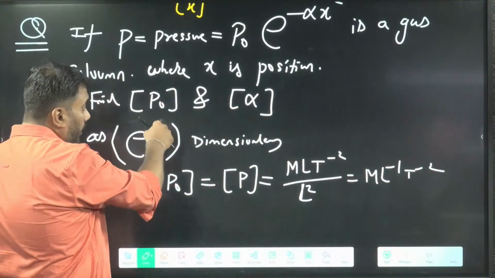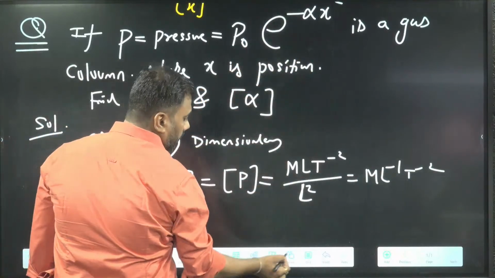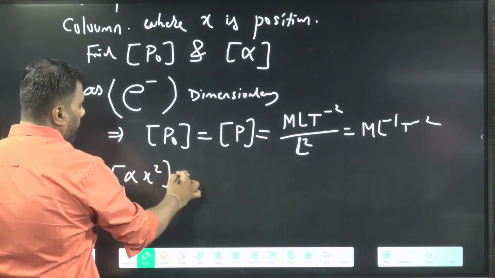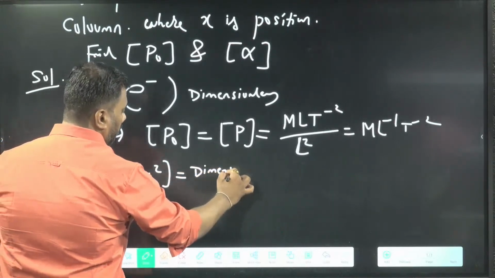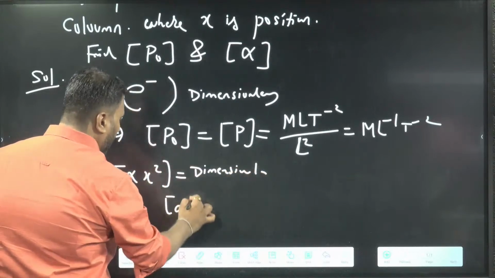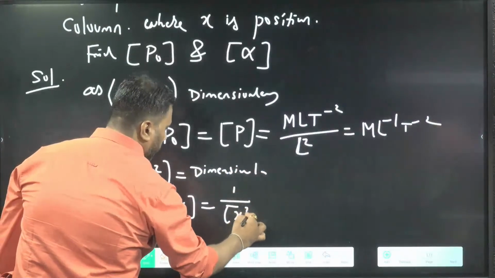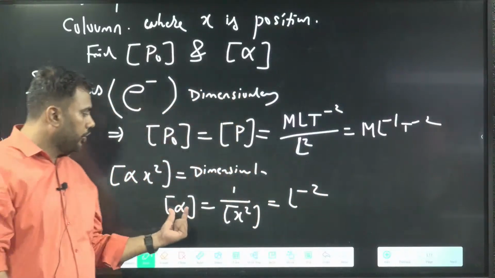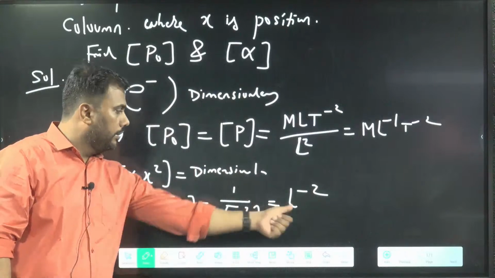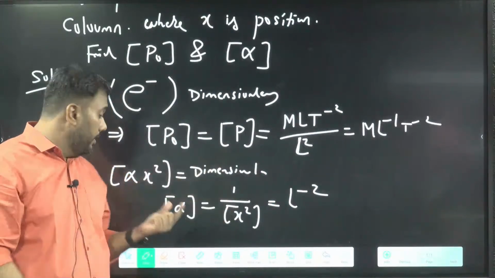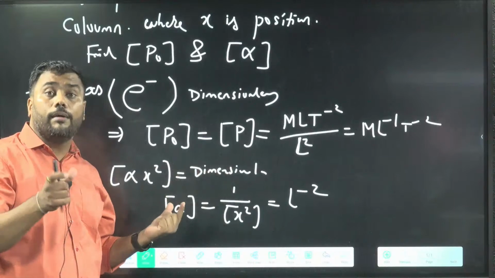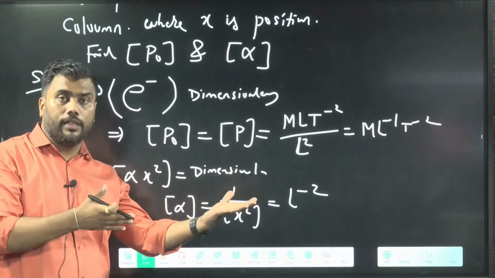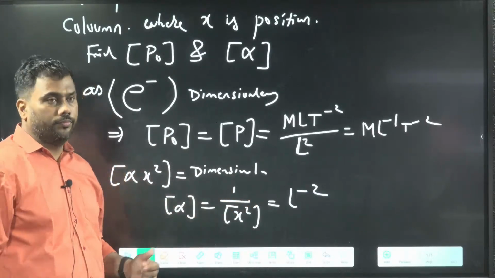And whatever is written in the power should also be dimensionless. Alpha into x square is dimensionless. So dimensions of alpha must be 1 upon dimensions of x square, that is L to the power minus 2. Because alpha into x square is dimensionless, their dimensions are inverse of each other. Whenever the product of two physical quantities is dimensionless, the dimensions are inverse of each other.